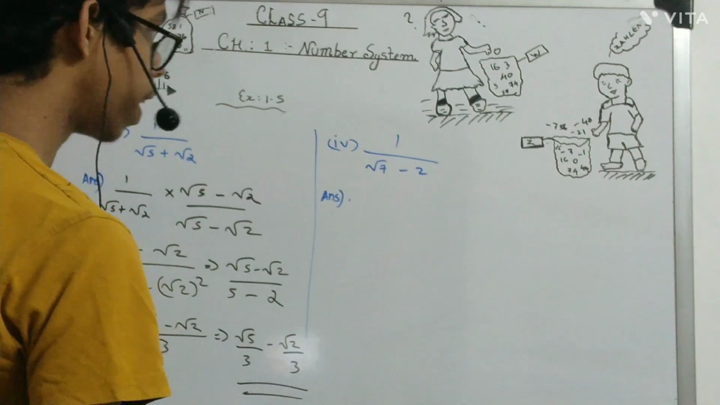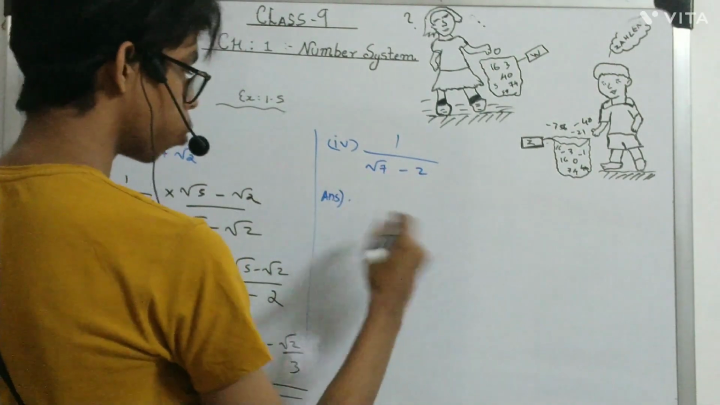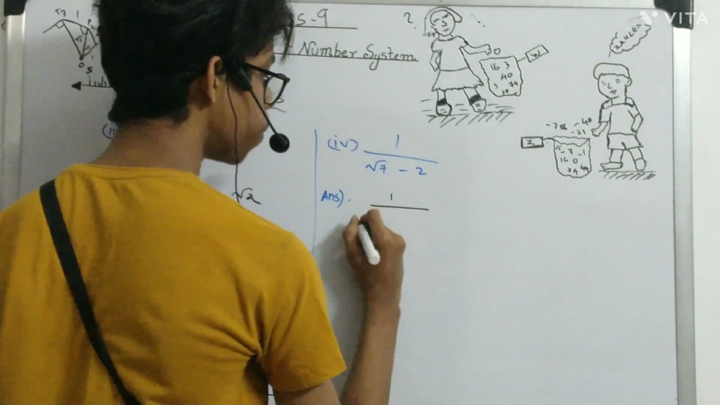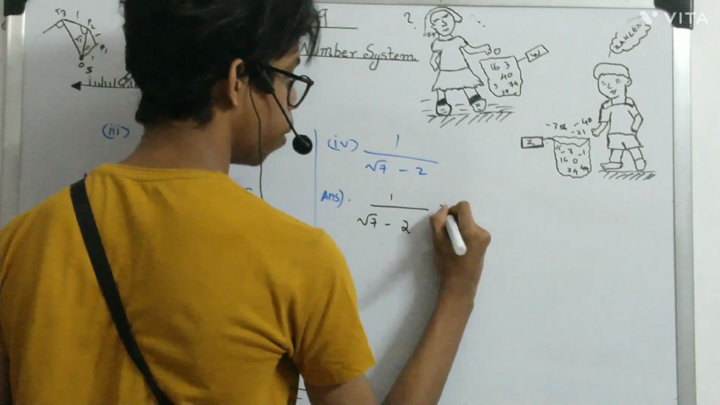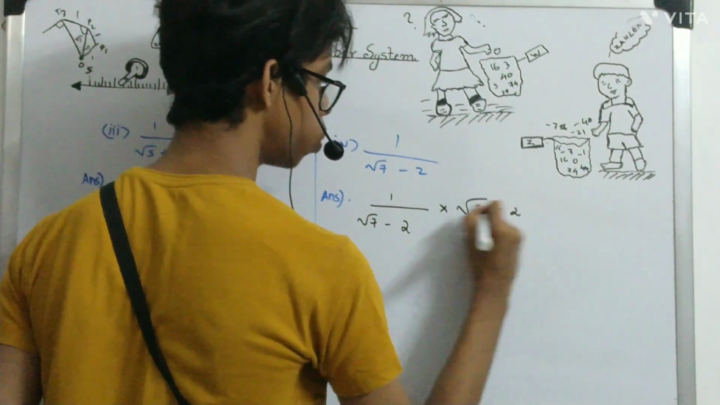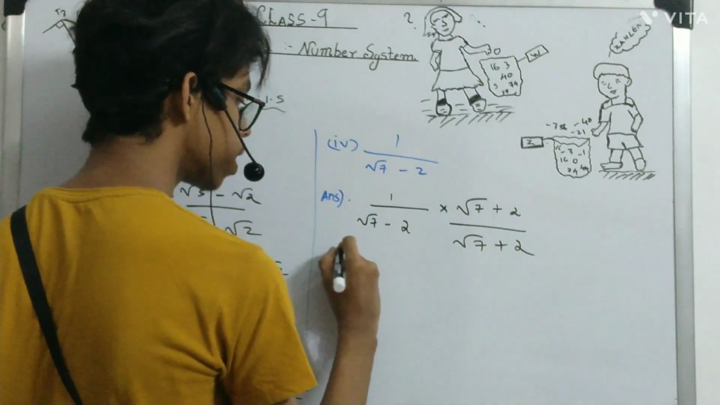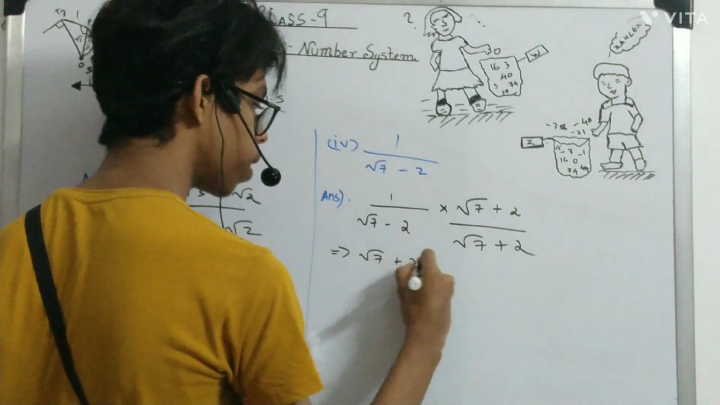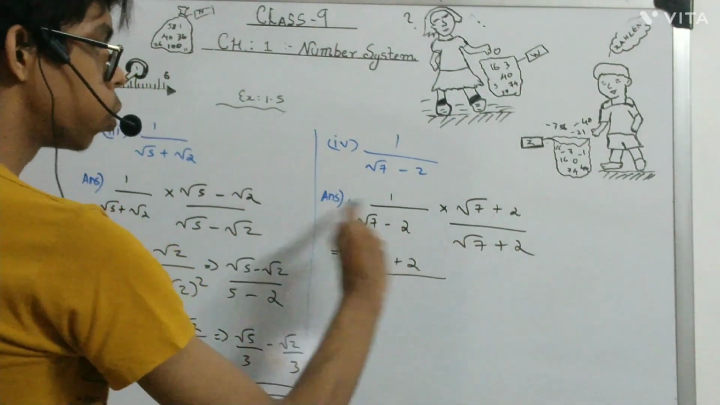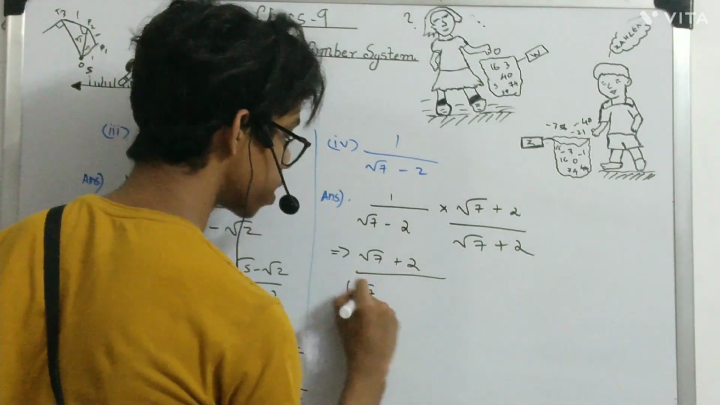Now our next question is 1 by root 7 minus 2. So here also we are having a negative sign in between. So we have to multiply and divide it by the conjugate. So 1 by root 7 minus 2, multiplying and dividing it by the conjugate, so root 7 plus 2 divided by root 7 plus 2. So 1 into anything is that itself. So root 7 plus 2 divided by, again in the denominator it is a plus b into a minus b identity, which is a square minus b square.